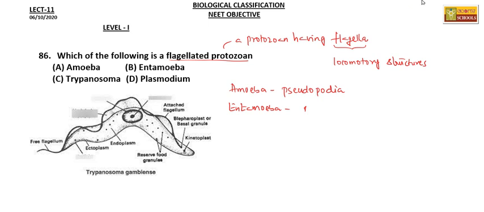Trypanosoma causes a disease called African sleeping sickness. You can see in this picture there is a flagellum all along the body, right? So in Trypanosoma we find the presence of flagellum. And in Plasmodium, no locomotory structures are present. Hence the flagellated protozoan out of these four is Trypanosoma. So option C is the right answer.